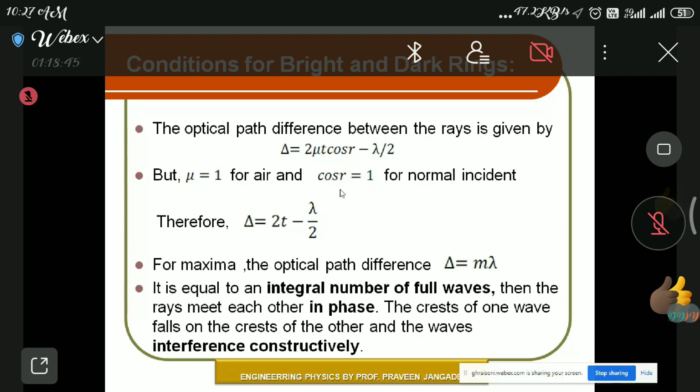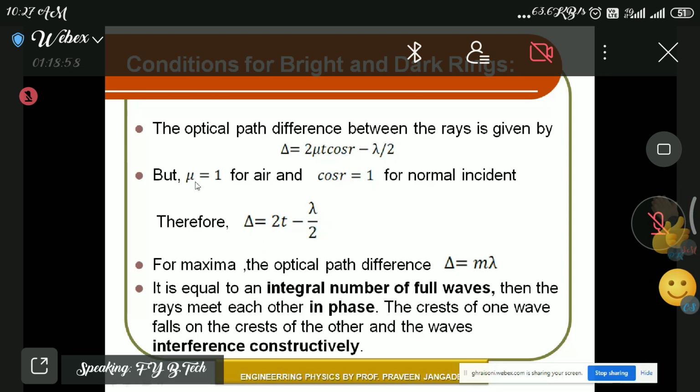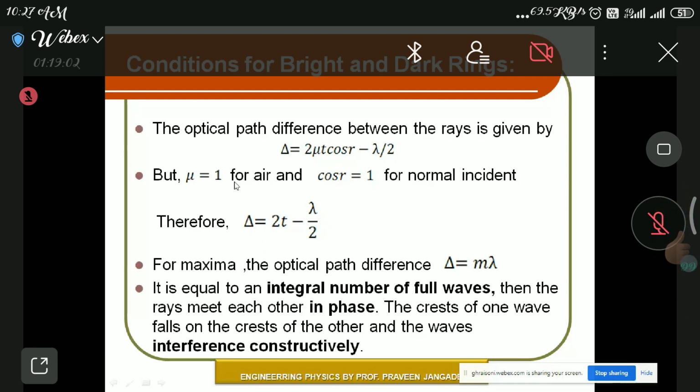Okay, so therefore your angle of incidence i becomes zero, meaning it is incident at the zero position, so your r becomes 0, and therefore cos r becomes 1. Here it is clearly mentioned that if the medium is considered as air, then mu is equal to 1 for air medium, and for normal incidence cos r is 1. So your delta comes out to be 2t minus lambda by 2.